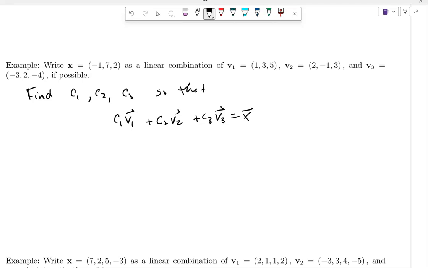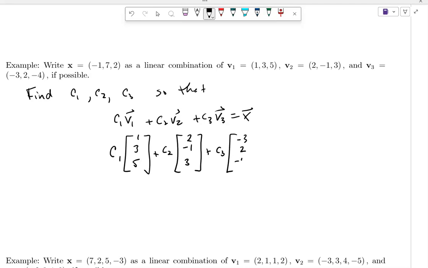Okay? Now let's see if we can put in the values here. And I know that I've got my vectors written horizontally, but I'm going to write them vertically on purpose, and hopefully we'll see why in a second. So I need c1 times (1, 3, 5) plus c2 times (2, -1, 3) plus c3 times (-3, 2, -4) to equal (-1, 7, 2). This is what we're trying to solve, right? We need to find c1, c2, c3 if we can, so that that equation is true.